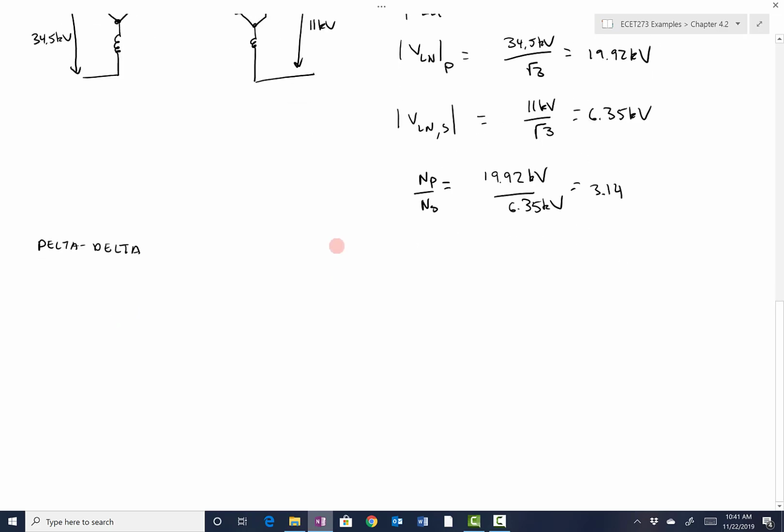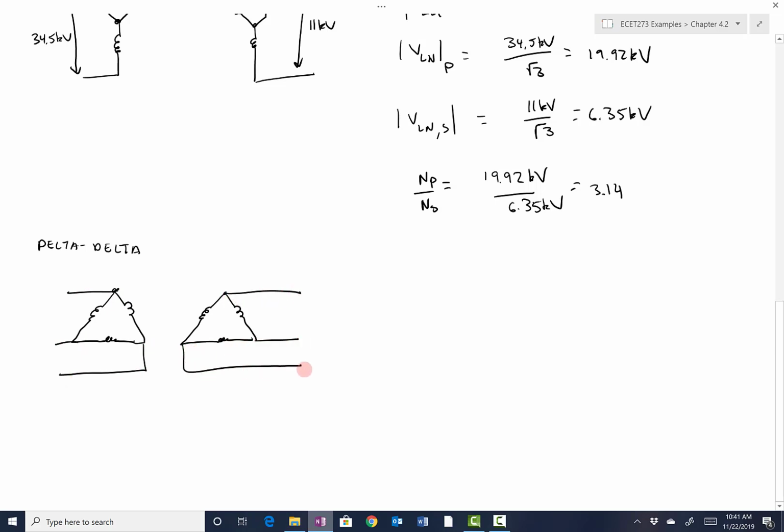And so I will again start by sketching that. Both the primary and the secondary of the transformer are arranged in a delta configuration. So that's what that looks like. And again, we are given the same line-to-line ratings. That's here on the primary at 34.5 kV, and that's here on the secondary at 11 kV.